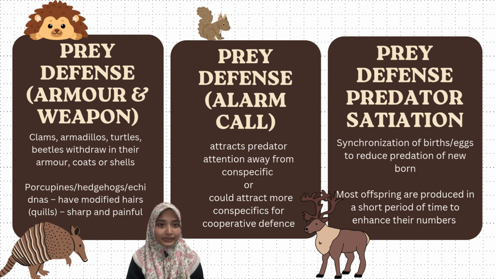Prey defense: predator satiation. Synchronization of births or eggs to reduce predation of newborns. Most of the offspring are produced in a short period of time to enhance their numbers. One strategy employed by caribou and wildebeest. Production of an increased number of prey so that the predator only takes a fraction of them.